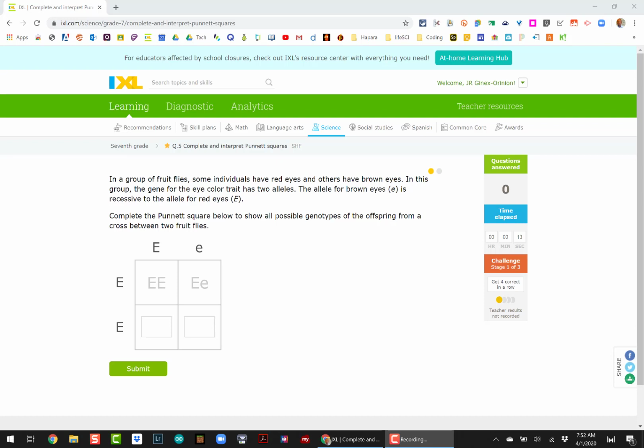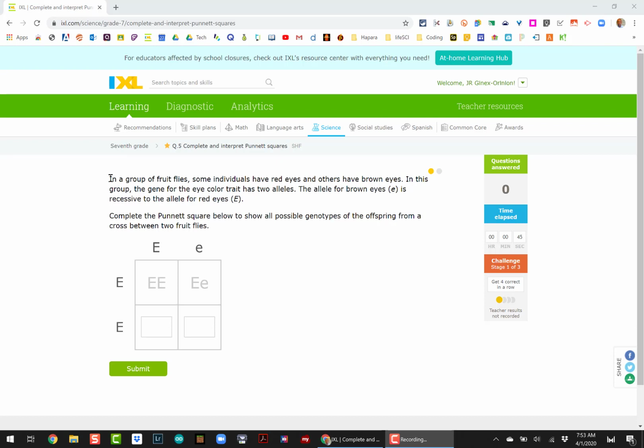Today what we're going to do is take a look at this IXL skills section called Complete and Interpret Punnett Squares. This is labeled Q.5 for 7th grade. Now, you may have a lot of questions about this, so let me walk you through how to do the problems and show you a few of these problems, and then you can continue on with the rest of the challenges.